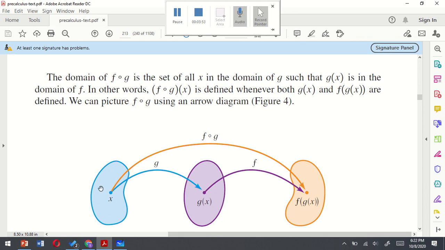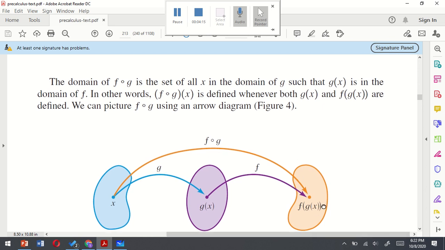If you think of this blue as being all the possible inputs for G, you could put them into G and then get out something that's your range, your G of X's. And then those numbers are becoming the input for F. And then you get your output, which is the F of G of X's. Composition does it all in one step for us.